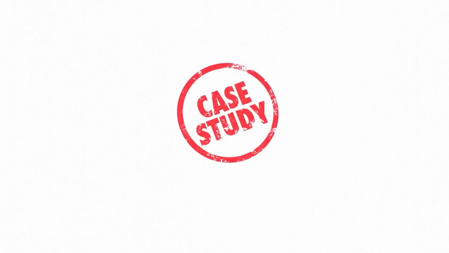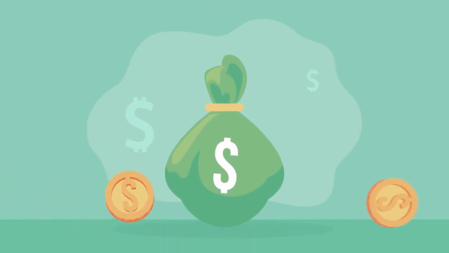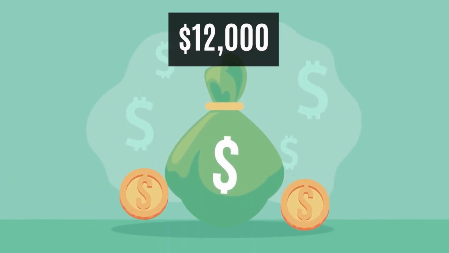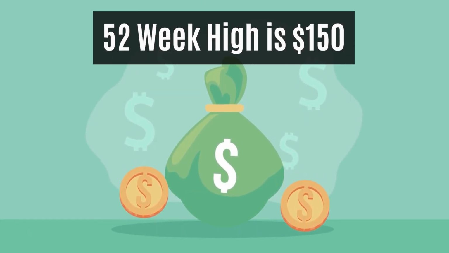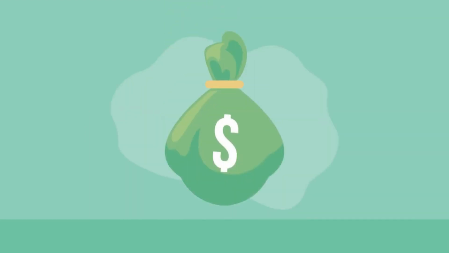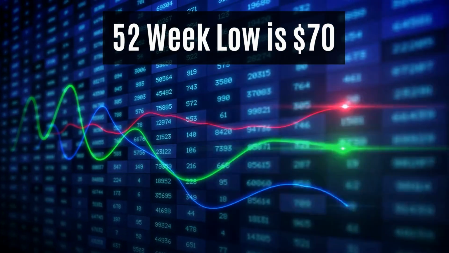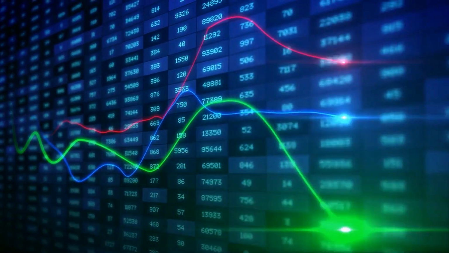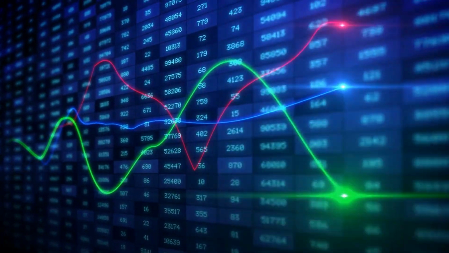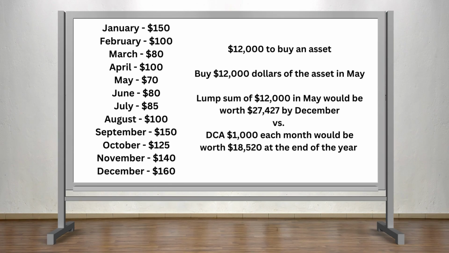Let's look at another example. If you want to invest $12,000 to buy an asset using the lump sum investing model, you could research an asset and notice that the 52-week high is $150 and the 52-week low is $70. You wait for it to reach $70 and then buy $12,000 of the asset in May. The following price fluctuations occur.